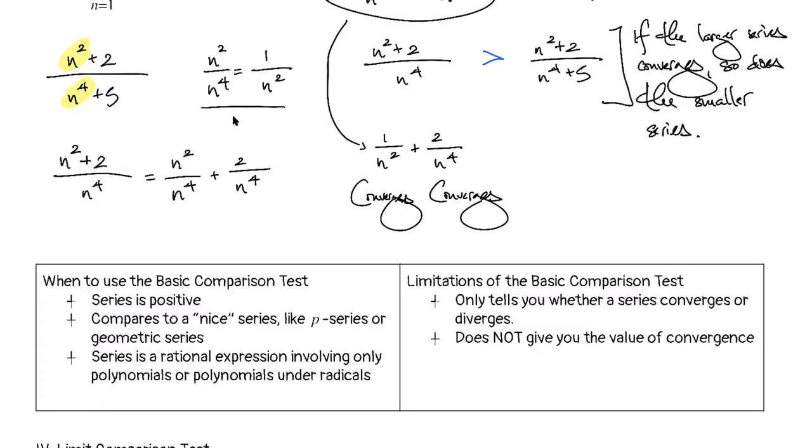Some limitations. It only tells you whether it converges or diverges. It doesn't give you the value of convergence, but maybe we should add one that says it can be challenging to find b sub n. All right. So it can be challenging to find a b sub n. So sometimes we have to be a little bit careful, like in example number 10.